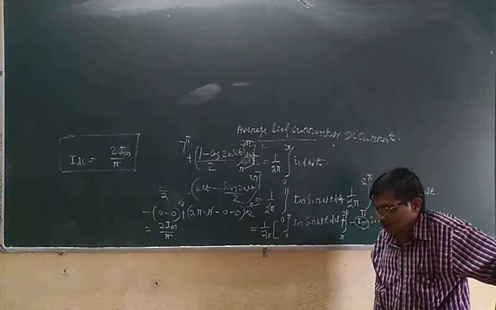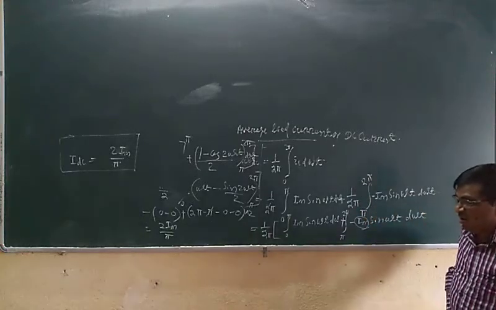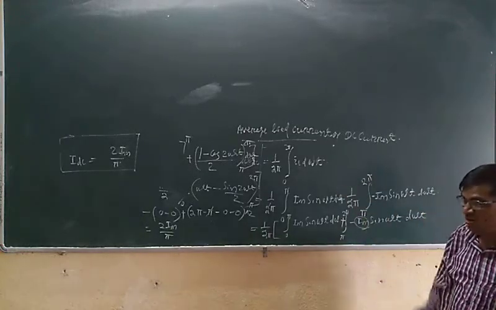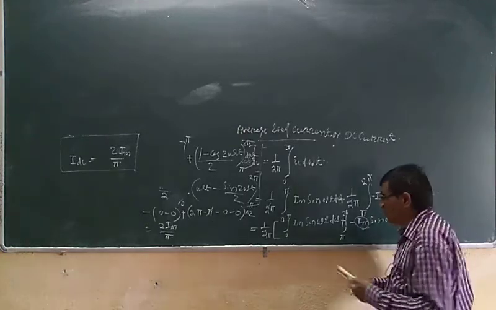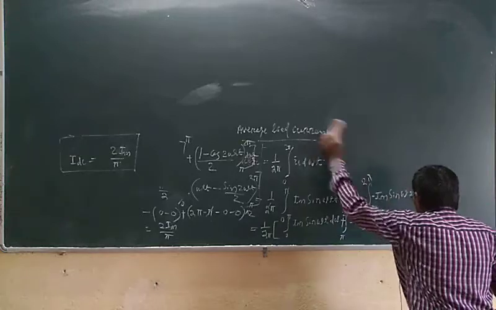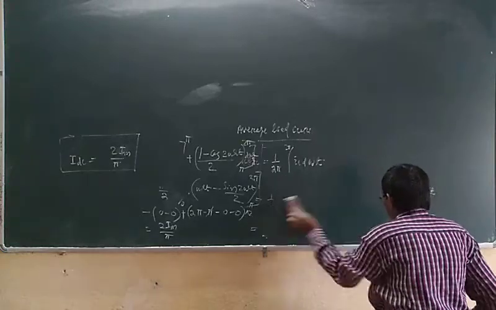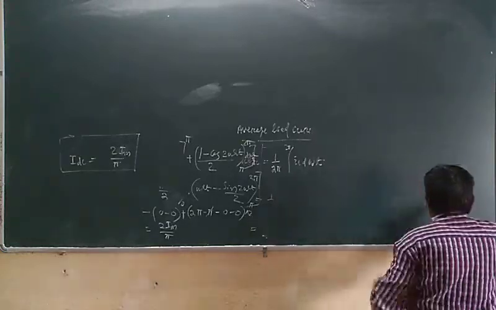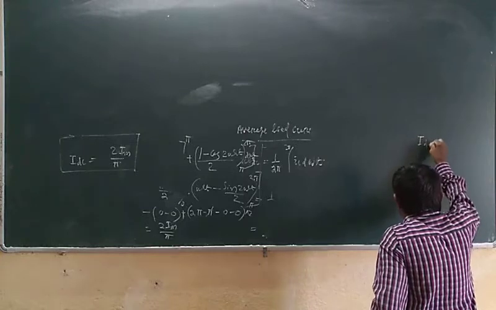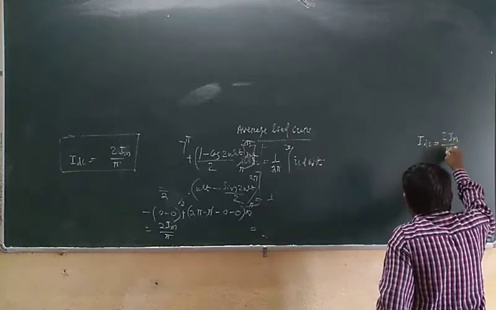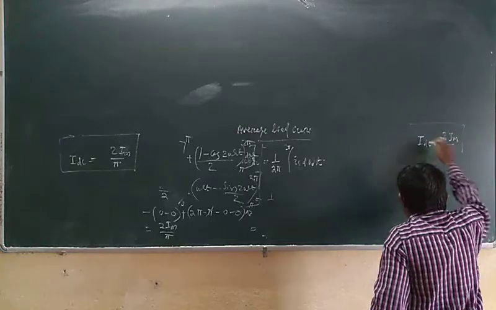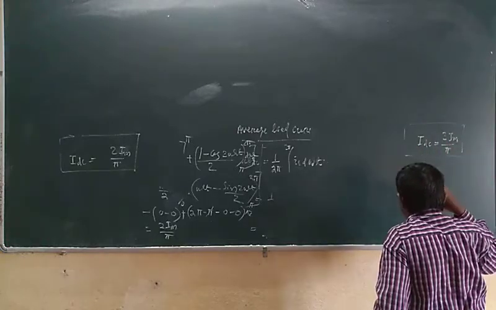Again, from the analysis of IDC we get IDC equal to 2 Im by pi. Now we write this finally, IDC equal to 2 Im by pi. This is the average DC current.